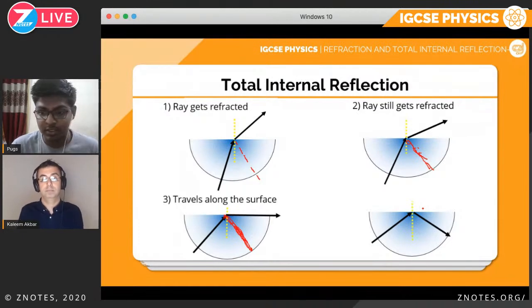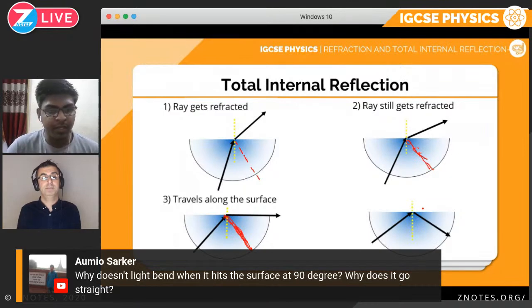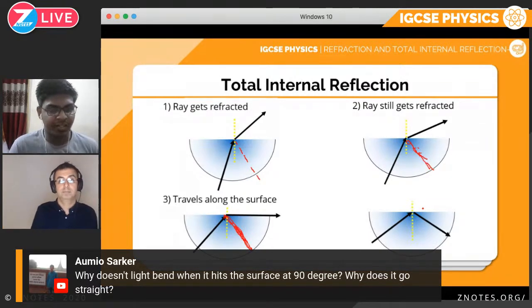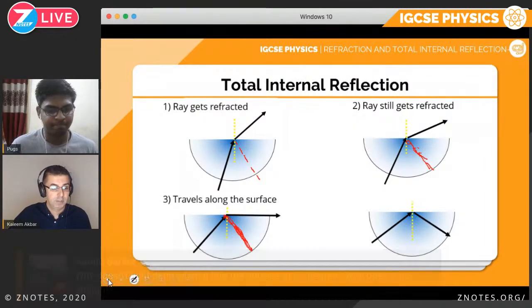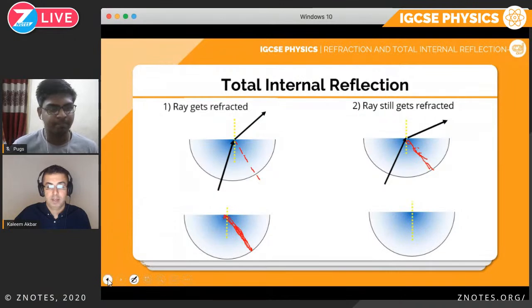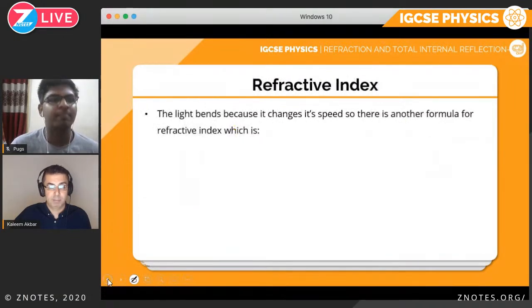very interesting question that popped up in the comments. Why doesn't light bend when it hits the surface at 90 degrees? Why does it go straight through? Right, okay, let me show you. That is a good question, and let me explain it again. In fact, I'm going to explain it in a way that I didn't explain before.